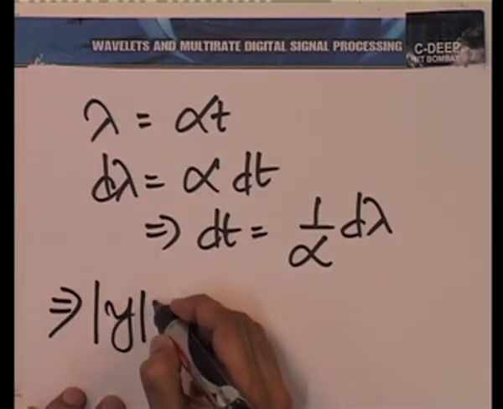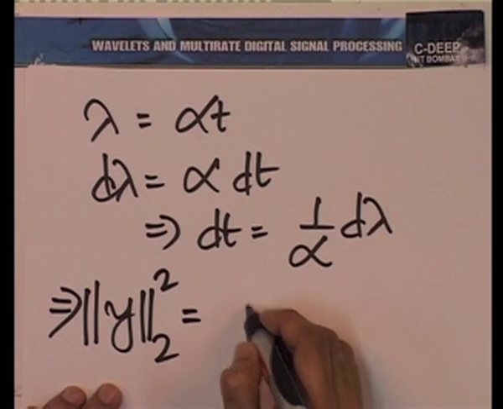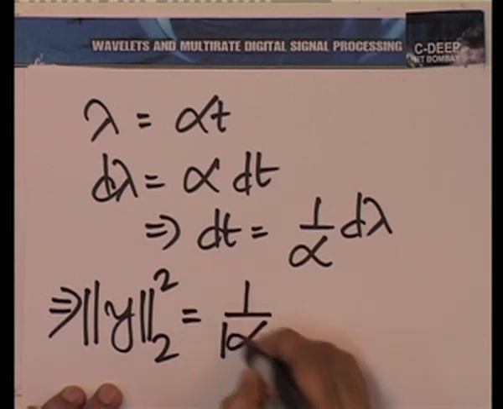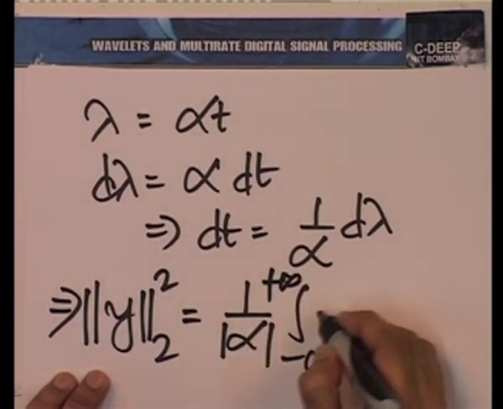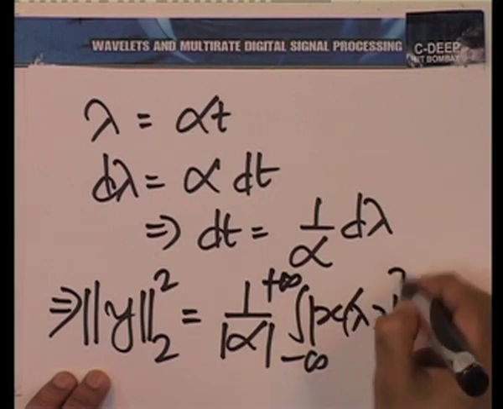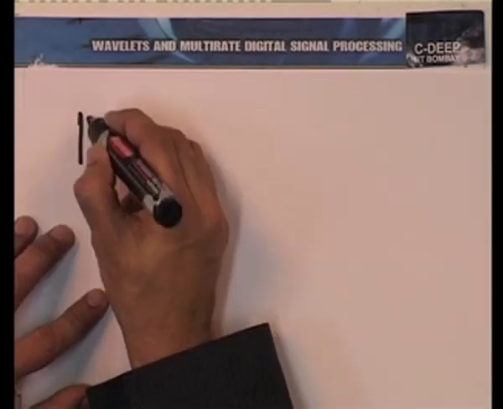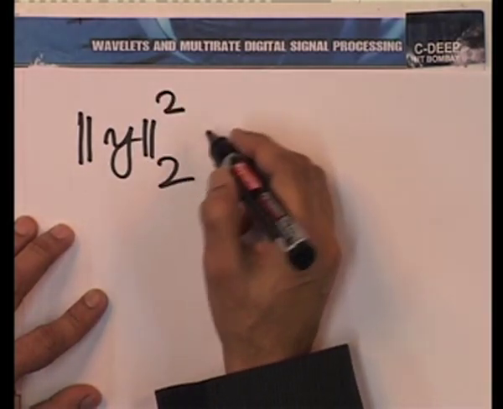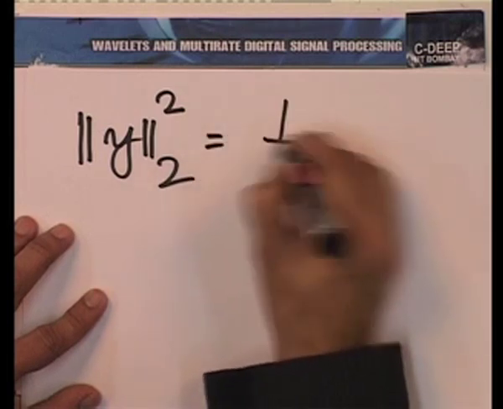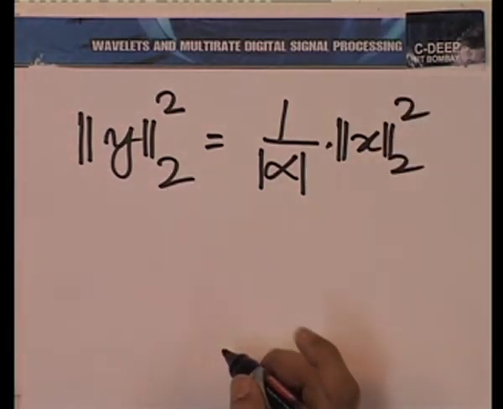The norm of y in the L2 sense is always 1 by mod alpha times integral from minus to plus infinity mod x lambda squared d lambda, whereupon what we have concluded is the norm of y in the L2 sense squared is 1 by mod alpha times the norm of x in the L2 sense squared.